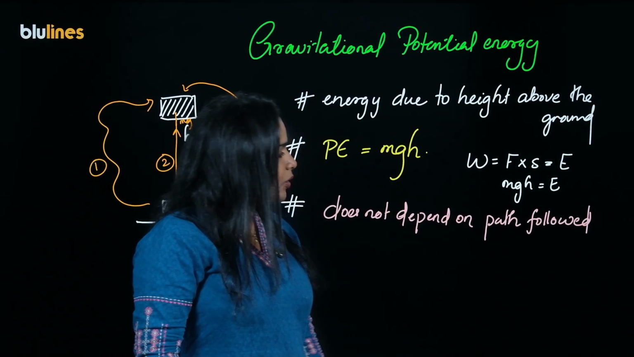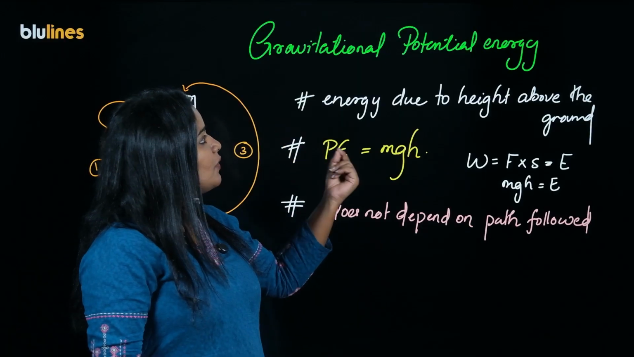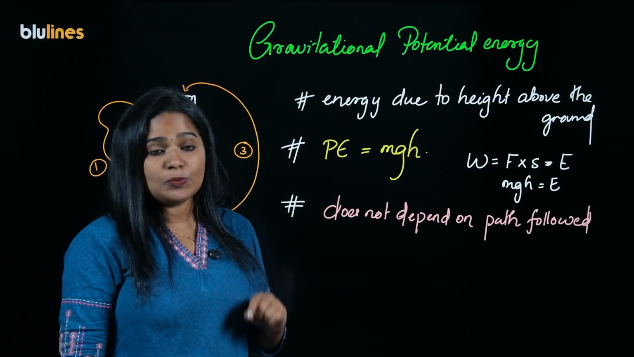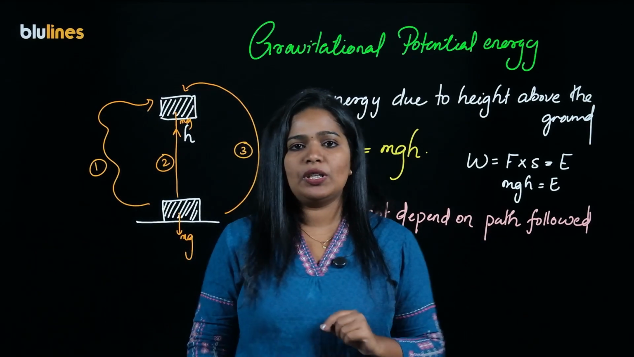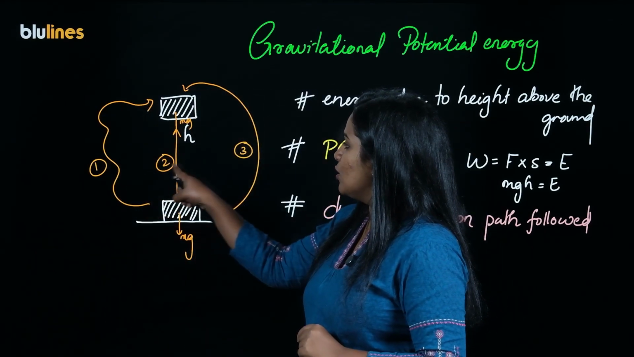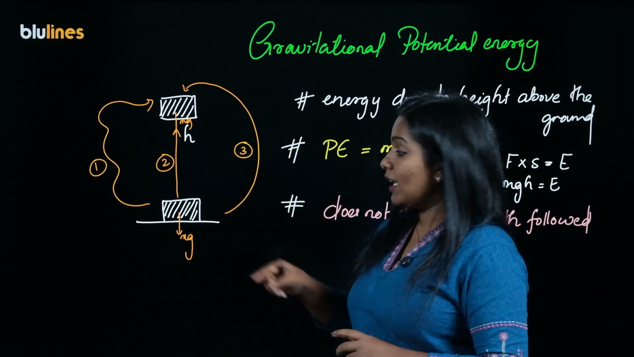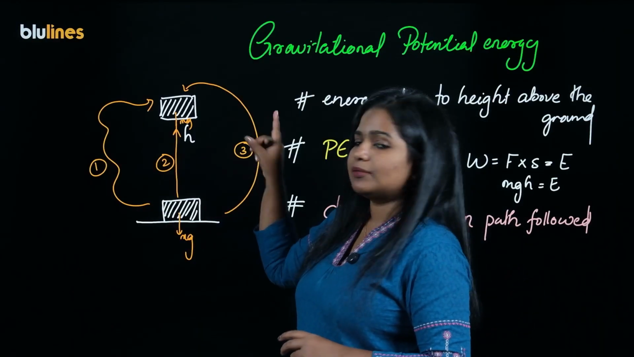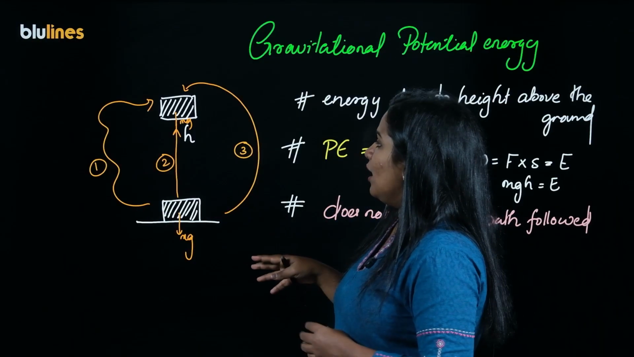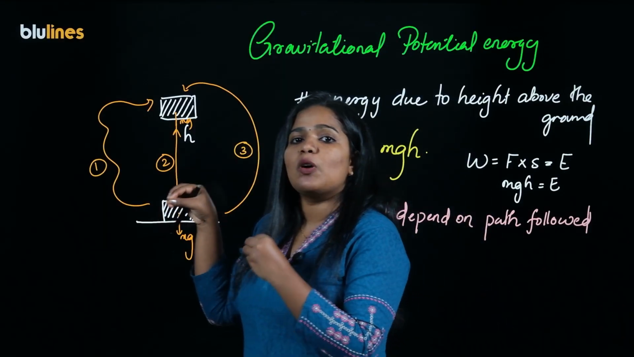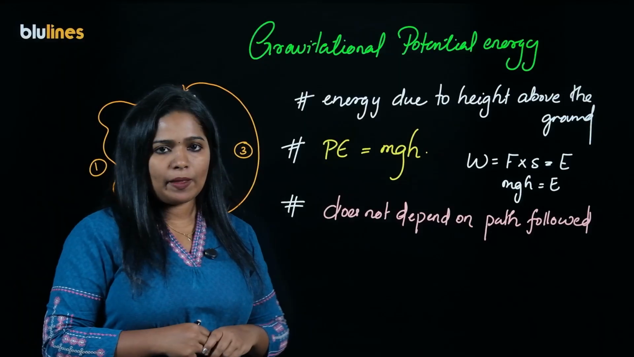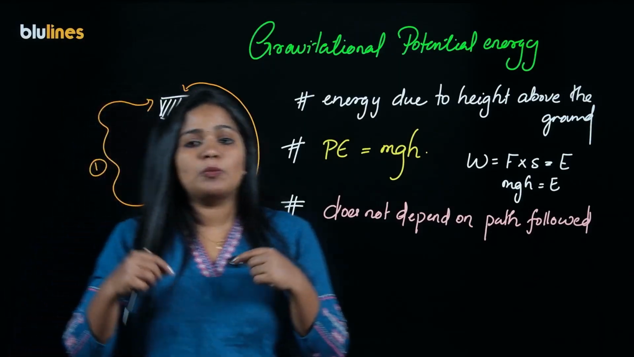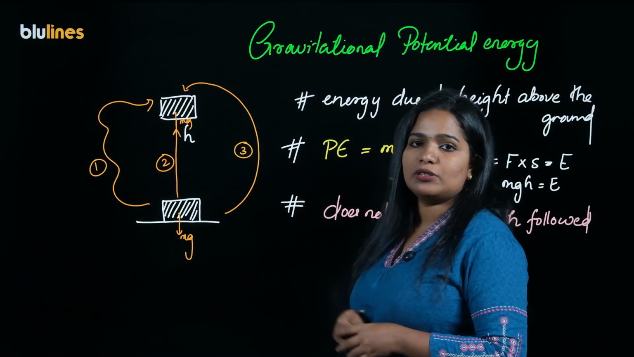What are the important points about gravitational potential energy? The first one is, it does not depend on the path followed. Here we have three paths, 1, 2, 3. I can take this object through any path. In any way, I am doing the same amount of work, which means it does not depend on the path followed. W1 will be equal to W2 will be equal to W3.